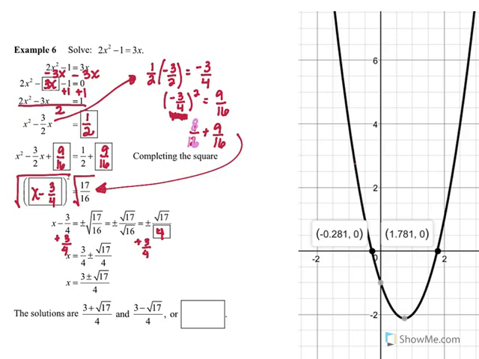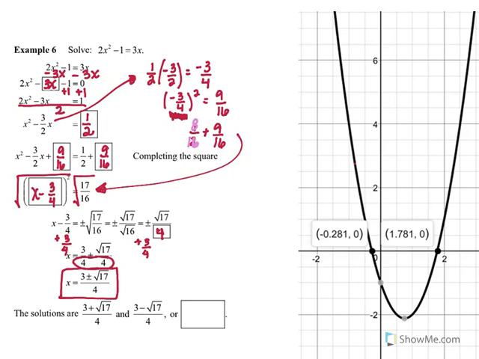That gives me 3/4 plus or minus the square root of 17 over 4, but notice they have a common denominator here, so we can write it as one big fraction, which is how you're typically going to see them, especially when we work in the lesson tomorrow.